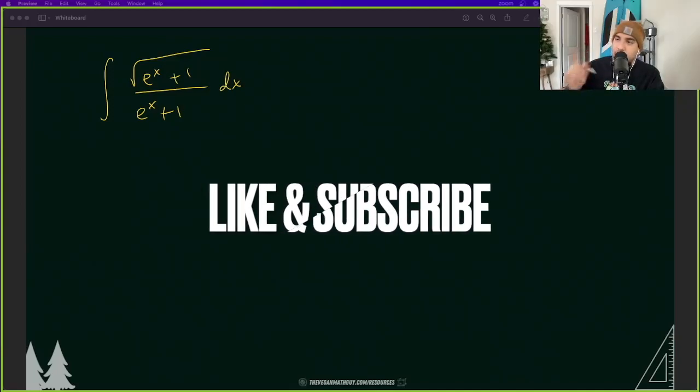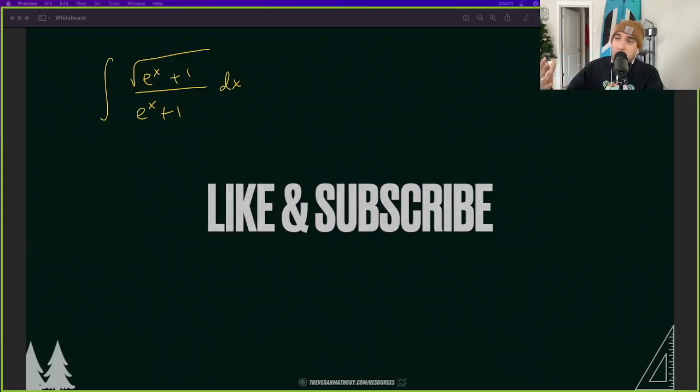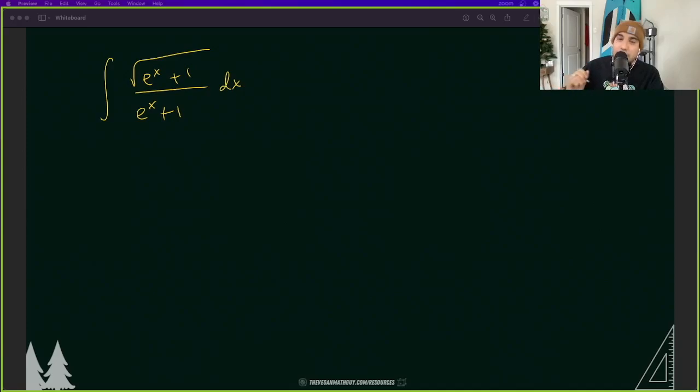I want to mention that immediately I thought it was e to the x plus 1 on top, but I realized that was a mistake, and that means that this is going to take a lot longer than I expected. This looks very similar to a problem I did recently, so we're going to make u equal to root e to the x minus 1, and then we're going to square both sides.